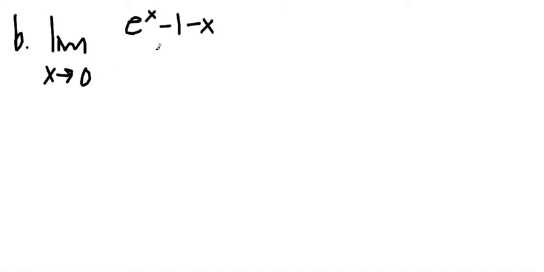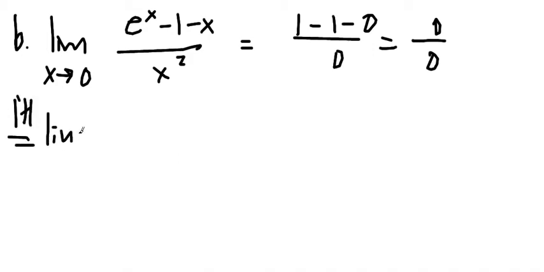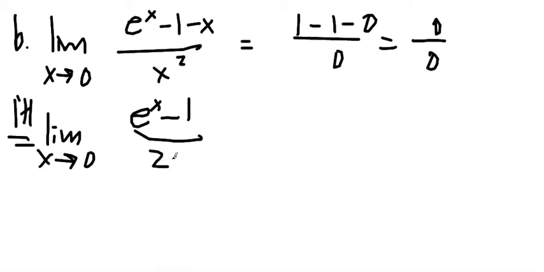Part B, we have the limit as x goes to 0 of e to the x minus 1 minus x over x squared. If you just plug in 0, you get 1 minus 1 minus 0 over 0, which is 0 over 0. So we can apply L'Hopital. L'Hopital tells us that this is the limit as x goes to 0 of the derivative of the top, which is e to the x minus 0. Derivative of x is 1, so minus 1. Over the bottom, which is 2x.